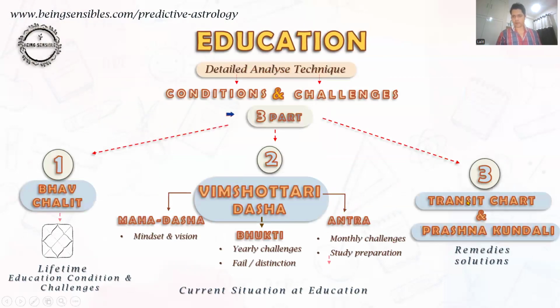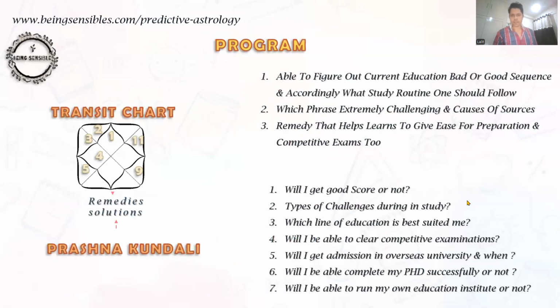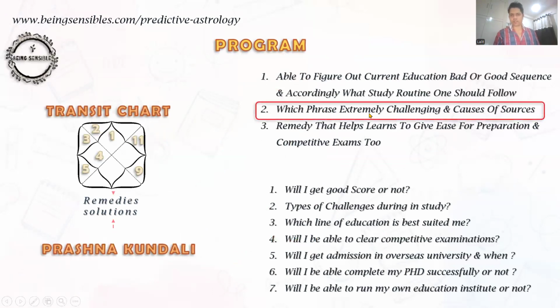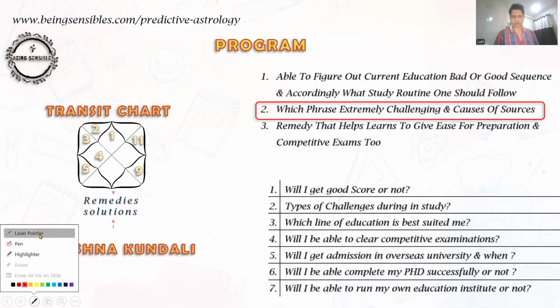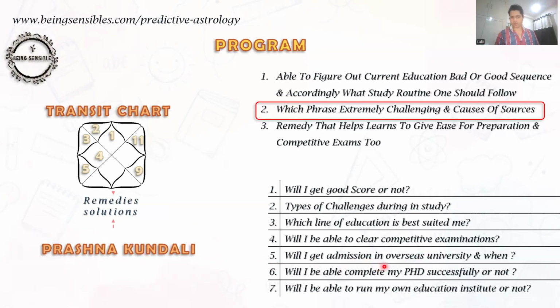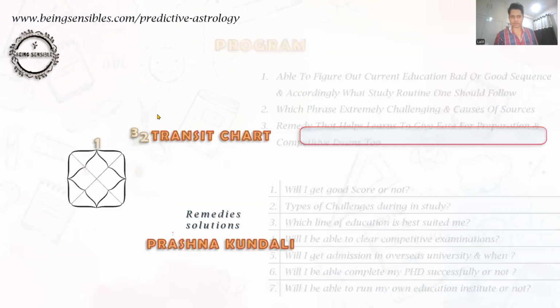And when it comes to the transit chart, this helps us understand which phase brings extreme challenges and their causative sources, which year, and which upcoming year, through a transit chart. And with the present moment only, you get an on-the-spot answer. If somebody applies to overseas universities and wants to know whether he gets selected or not, they get an on-the-spot answer whether he or she would get the preferred university or not, and when, with this concept.